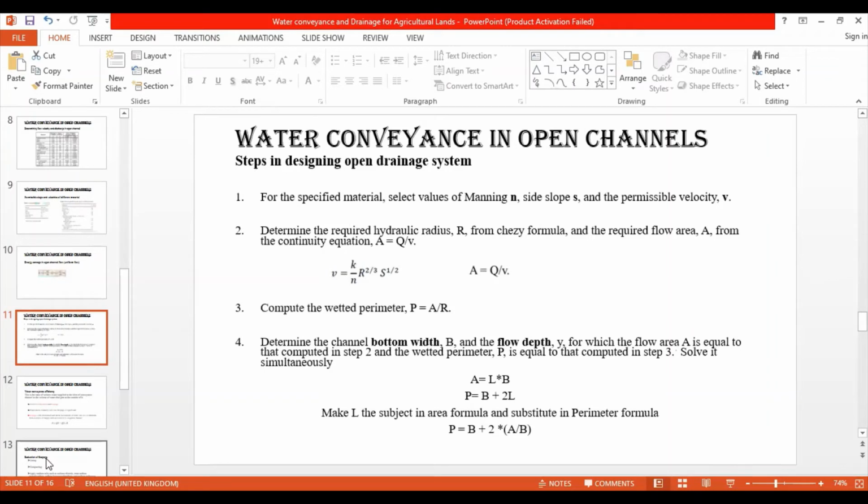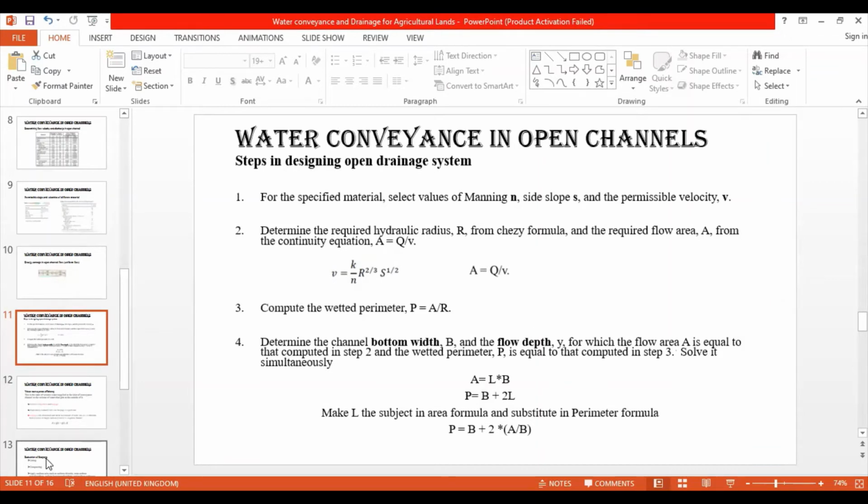So basically, designing open channels is more on the geometry. If we are given a job to say, okay, we need to design a channel that is going to take water to a farm, these are some of the steps that we can use to achieve that objective. First of all, we need to know the material where we're going to work. Is it a sandy soil? Is it a clay soil? Is it rocky? What kind of material is there?